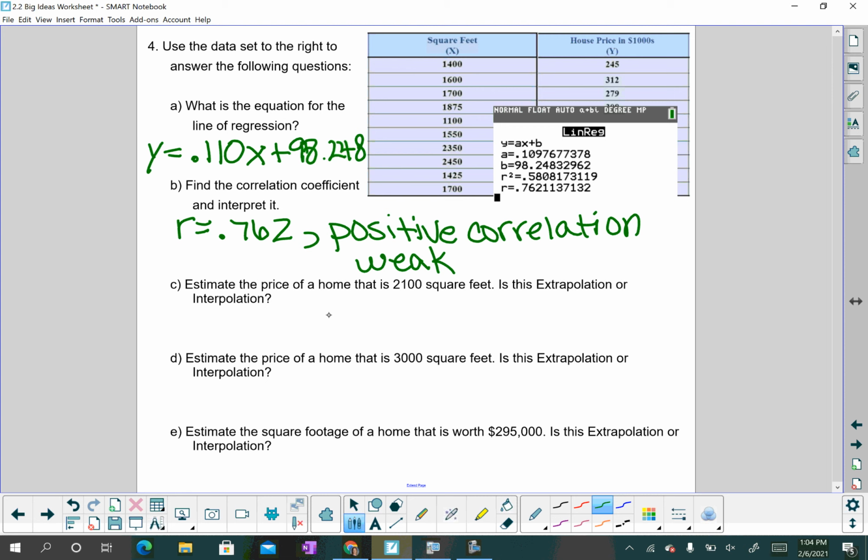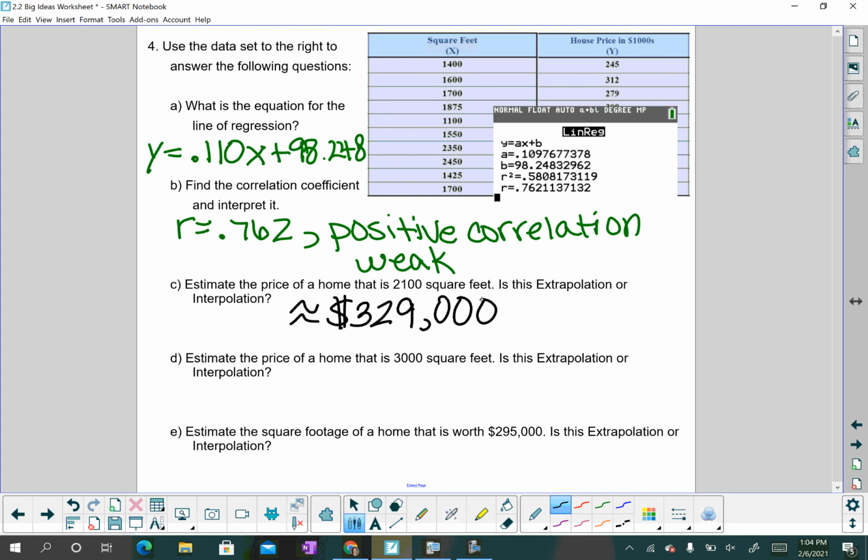So what does that mean? That means when we have a 2,100 square foot home, the value of our home is approximately 329,000. Remember, everything was in thousands, so we're going to add those zeros on at the end of it. Make sure you label all of these. This is dollars, so dollar sign. And that would be the value of our home for that square footage.